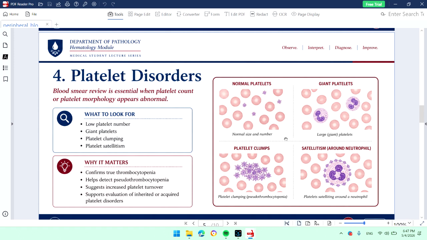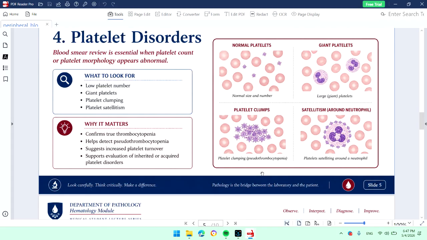increased, such as in essential thrombocythemia. All of them can be studied by using PBS.